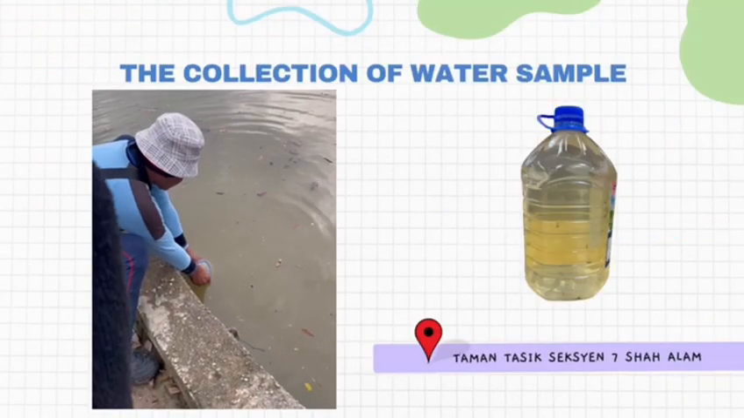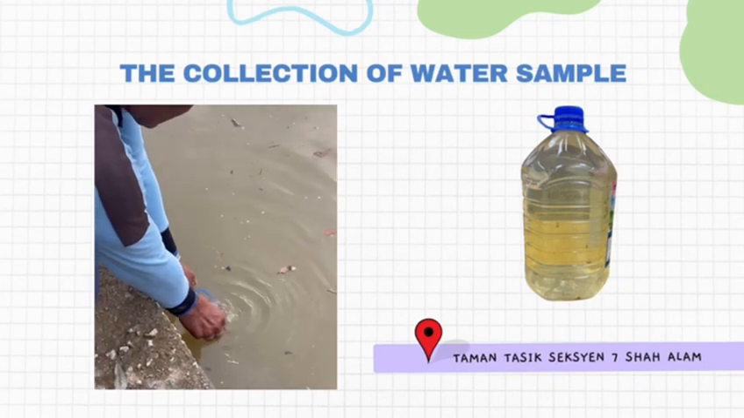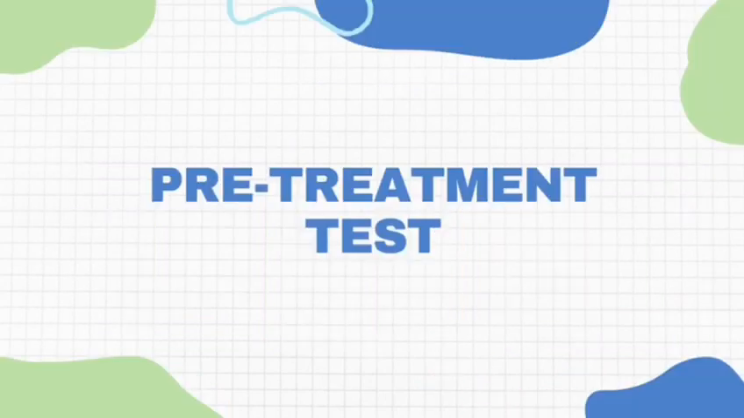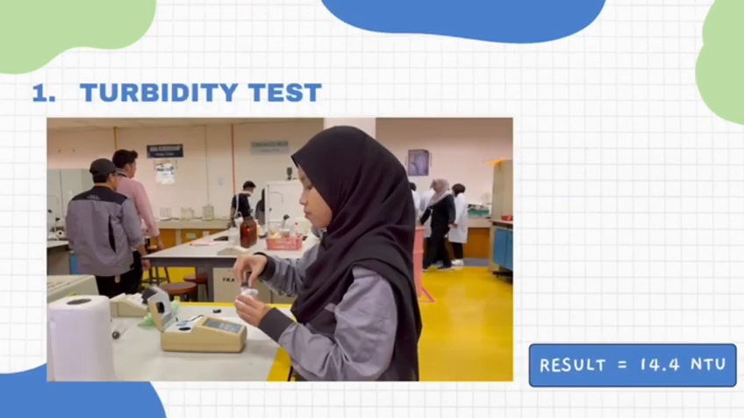The location of the water sample collection is at Taman Tasik Section 7 Shah Alam. There are 3 parameters that we will measure in this project. The first one is the turbidity, the second one is the pH, and the third one is the chemical oxygen demand, which is COD. First of all, we need to conduct pre-treatment test before we purify our water sample.